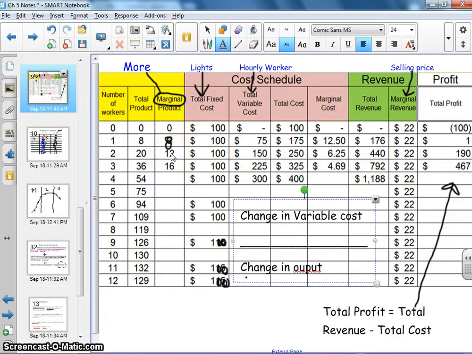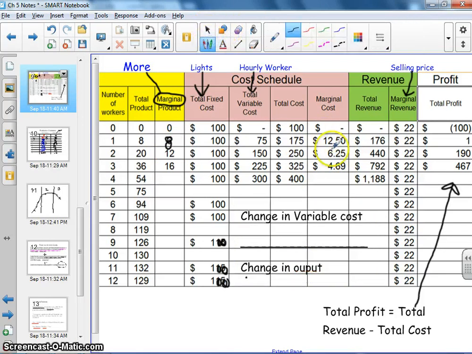What are we getting for that additional $75? We go from 8 total product up to 20. So how much more are we getting? We're getting 12 more. How much more did we have to pay? 75 more. So the change in variable cost, in this case, is $75 divided by our change in output, which is 12. That's how we got the number of 6.25.